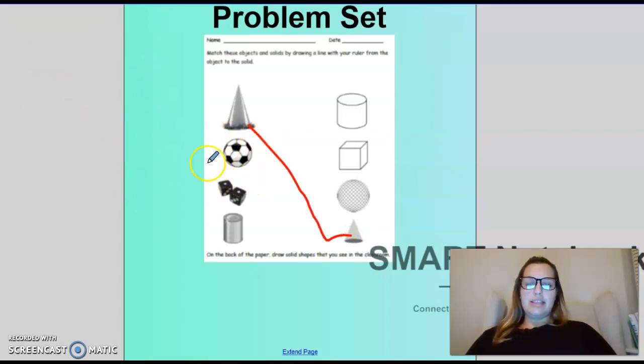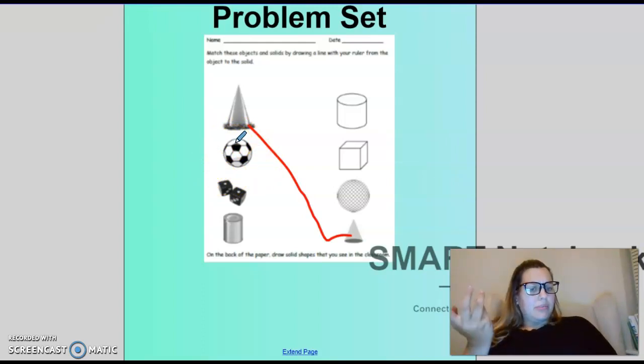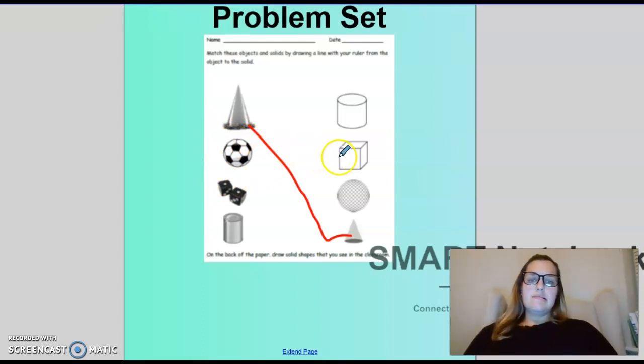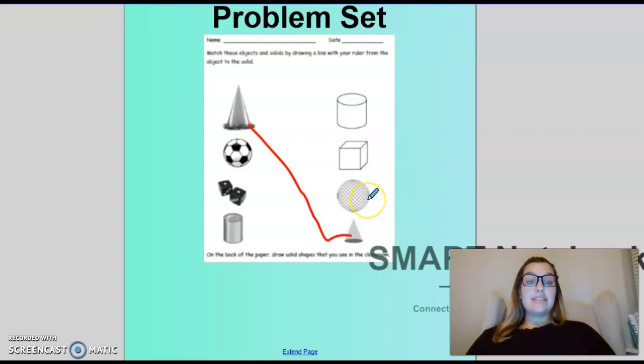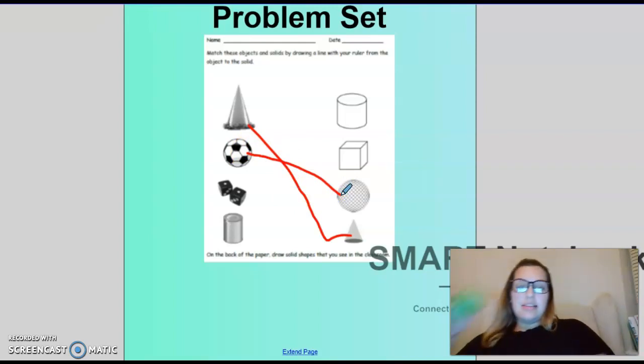Now let's look down at the soccer ball. I wonder what kind of shape the soccer ball is. Do we think it's a cube? Yes or no? No. Do we think it's a sphere? Yes or no? Yes. A soccer ball is a sphere. Like this. This is a sphere.